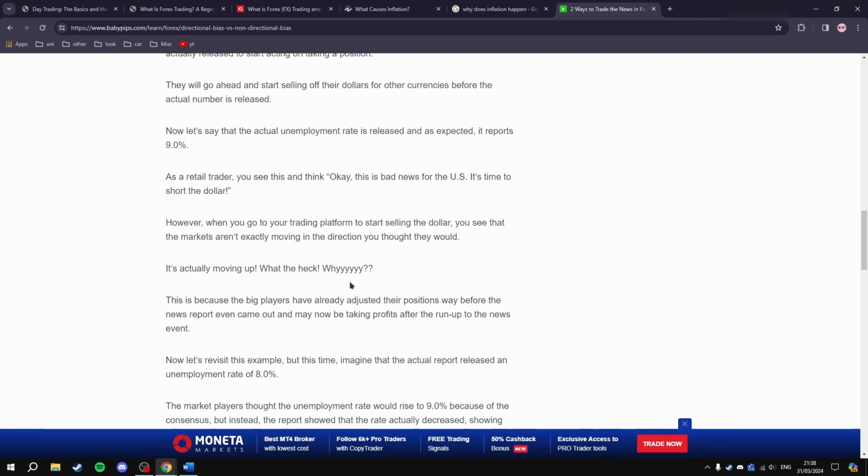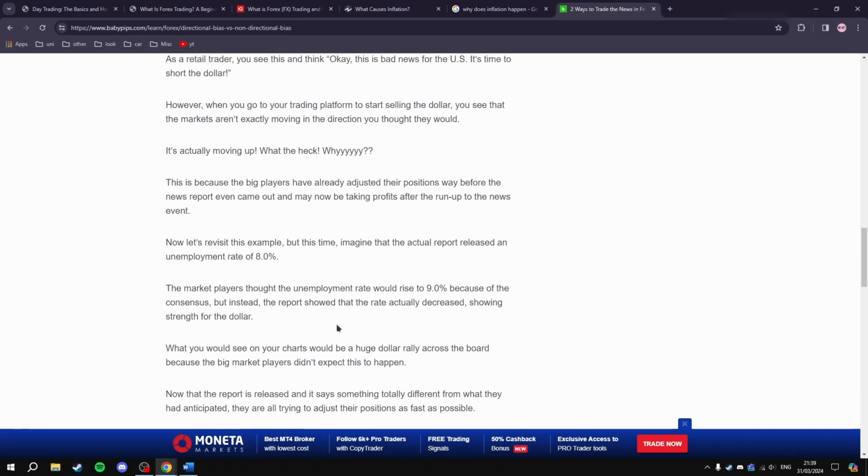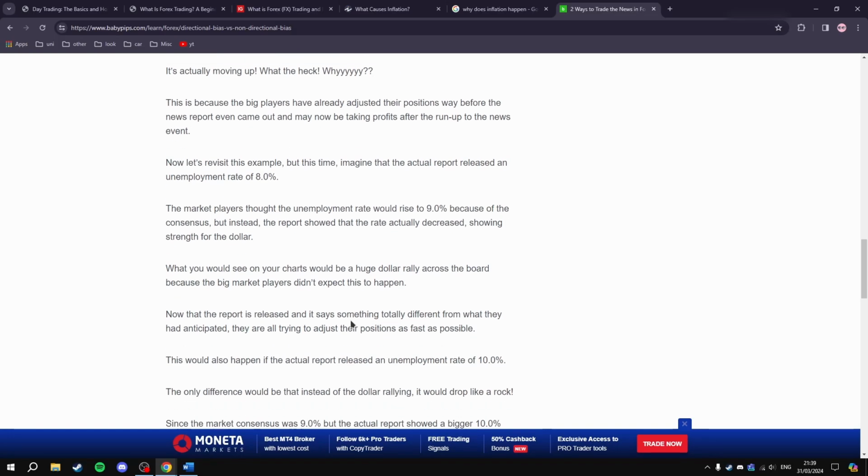This is because the big players have already adjusted their positions way before the news report even came out, and may now be taking profits after the run-up to the news event. Now let's revisit this example, but this time imagine that the actual report released an unemployment rate of 8%. The market players thought the unemployment rate would rise to 9% because of the consensus, but instead the report showed that the rate actually decreased, showing strength for the dollar.